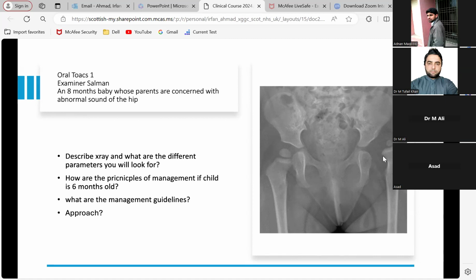This is an 8-month-old child, so this is a clear-cut case of DDH. Okay. Yes, sir. So just say straightforwardly that this is a DDH. So you were aware about the Pavlik harness principle of management. We ran out of time, but otherwise I was going to ask you what the principles of management are according to the age, what the different types of osteotomies are, and what the indications of the osteotomies are. These are the things they will cover in this DDH station.